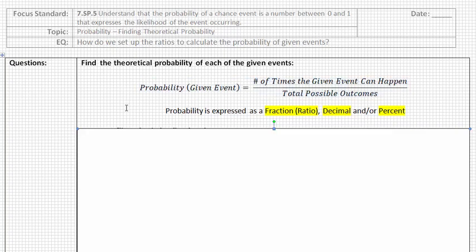So that may not make complete sense right now, and that's okay. It's the first time you're seeing it. But make sure you copy this down, as we're going to use this format for the 3 questions we're going to talk about in this video lesson. So we're going to use this type of ratio, the probability of a given event set up as a fraction, where the number of times the given event can happen is over the total possible outcomes. And if you remember back to our last video on expressing probability as a likelihood, we can use fractions, also known as ratios, decimals, or percents. And we're going to use all 3 of those today.